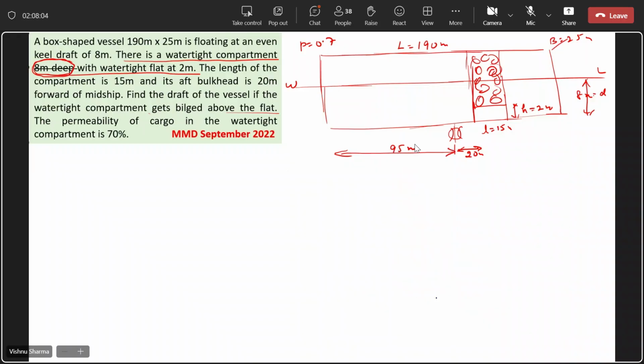There is no relevance of an 8 meter deep here. Then we'll mark the lost buoyancy. Lost buoyancy would be this much. What will be the height of lost buoyancy? It will be d minus h. This will cause the vessel to sink. Please let me know if you find me shifting goalpost anywhere. I don't usually. Wherever there is compulsion to shift, I'll announce upfront. The water will rise here. And this is now my diagram side profile. Now I make the water plane area in the bilged condition here.